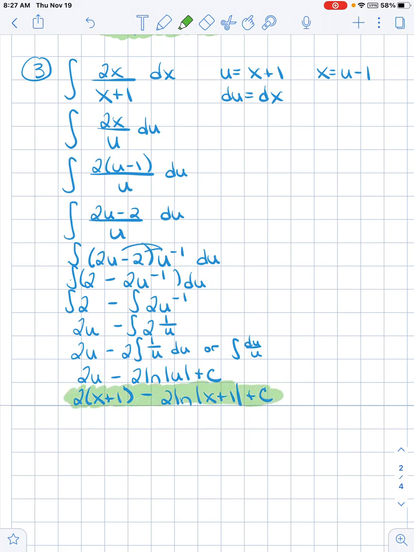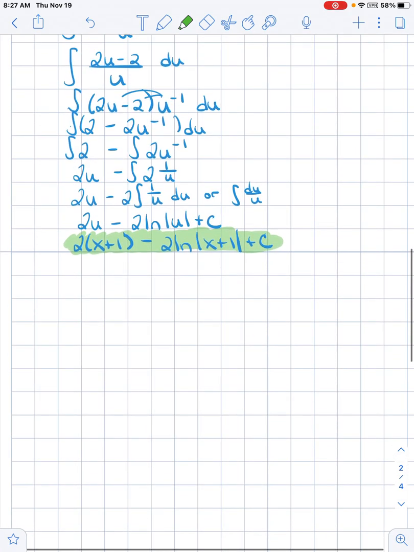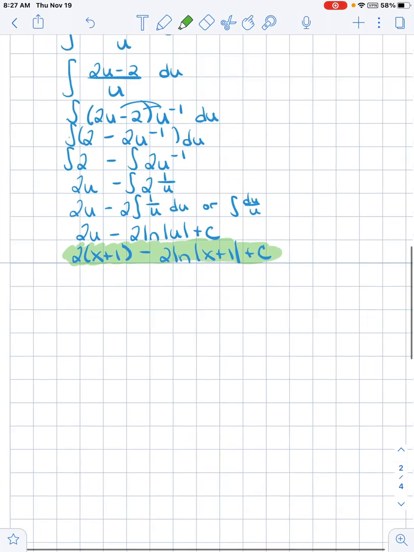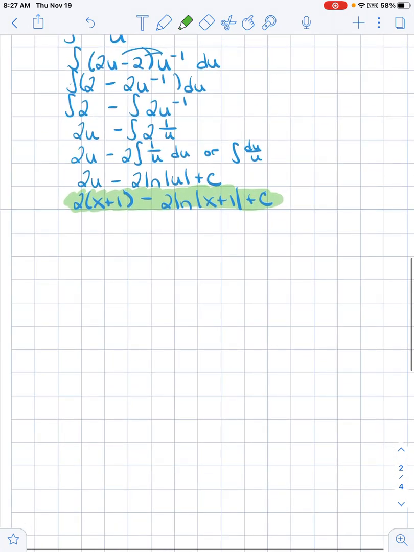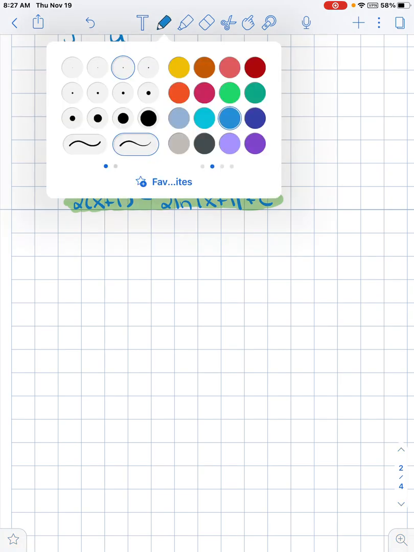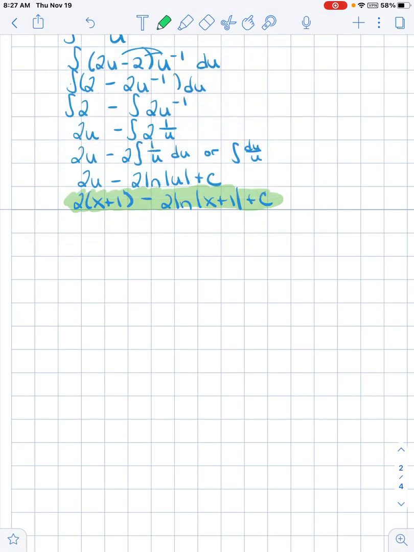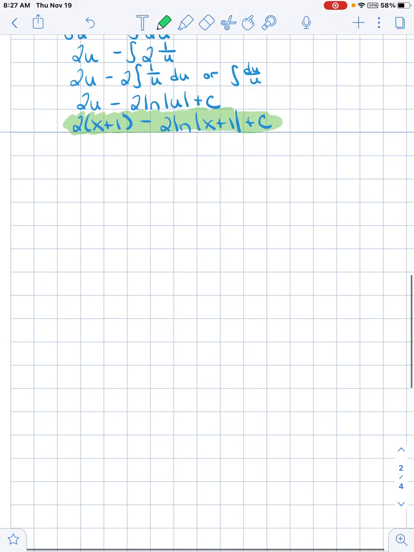Okay, let's see, what if we find the antiderivative of tangent? Whoa, not in the highlighter. Let's use a different color for trig. Find the antiderivative of tangent x. I'm going to let you pause. I'm going to let you go try.